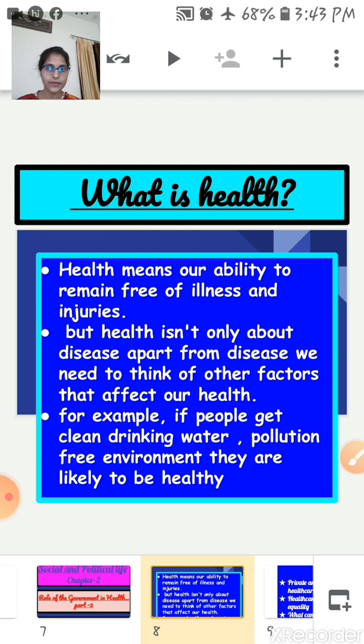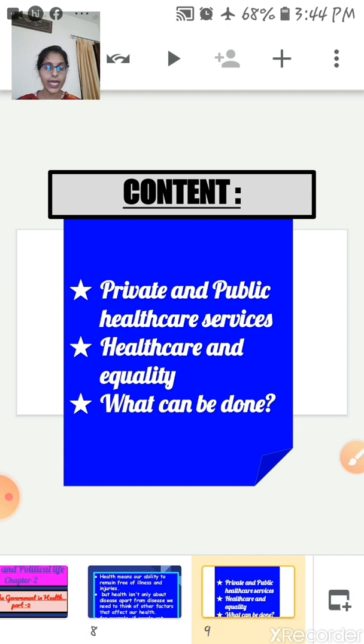So what is health, children? In simple words, we can say that health means our ability to remain free of illness and injuries. But apart from disease, we need to think of other factors also, because these factors also affect our health. For example, if people get clean drinking water and a pollution-free environment, they are likely to be healthy. Health is a vital aspect, because only a healthy person can prove themselves resourceful. And adequate food is also very essential for keeping ourselves healthy. Is it clear? Okay.